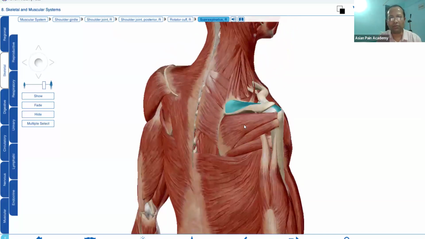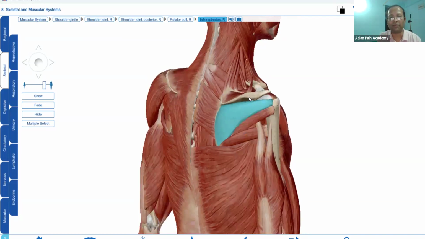Okay, now comes second tendon, second muscle. Supraspinatus we have understood. This is one rotator cuff muscle. Remember, rotator cuff means four muscles. Four muscles together form the rotator cuff. Now, the second muscle is inferior to the spine of the scapula.